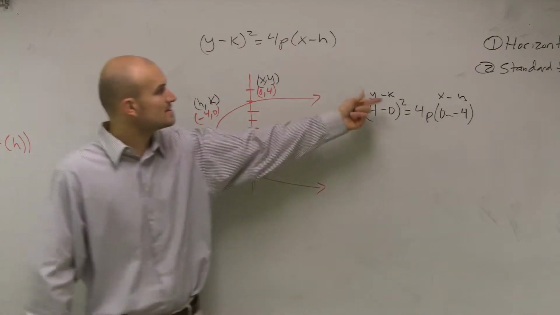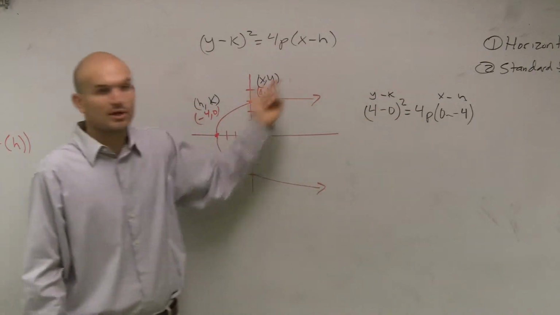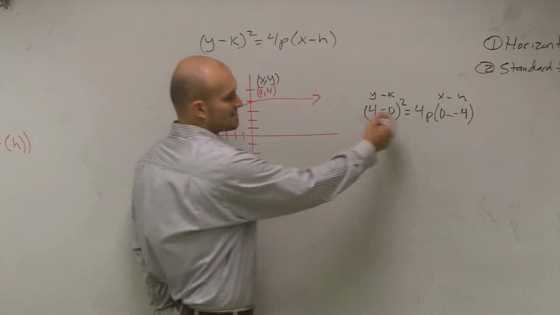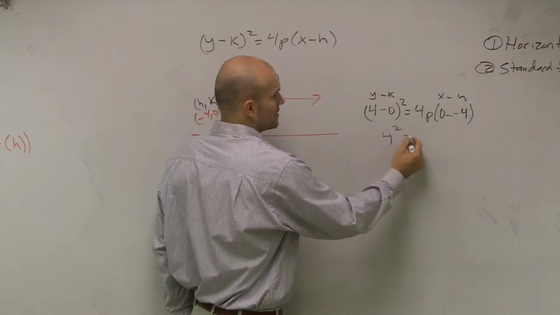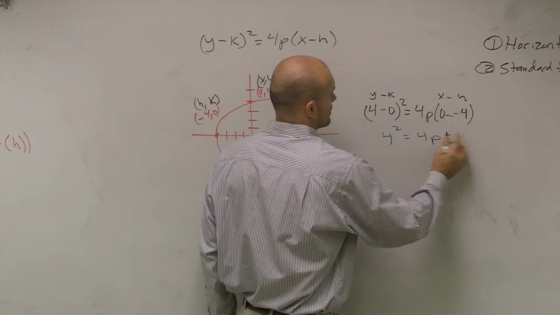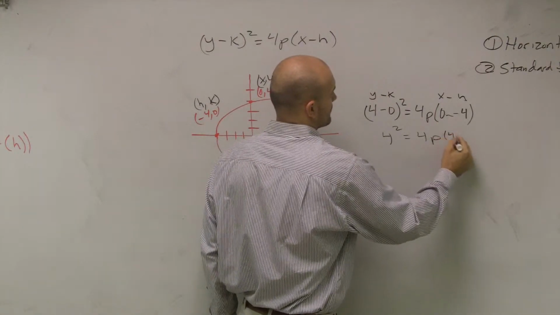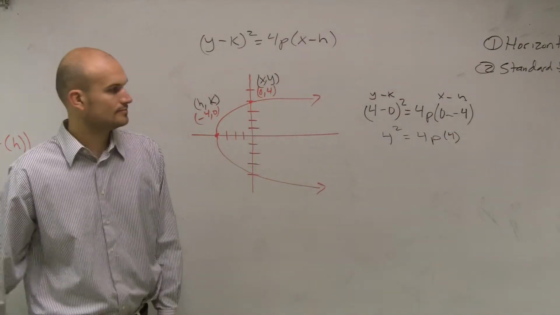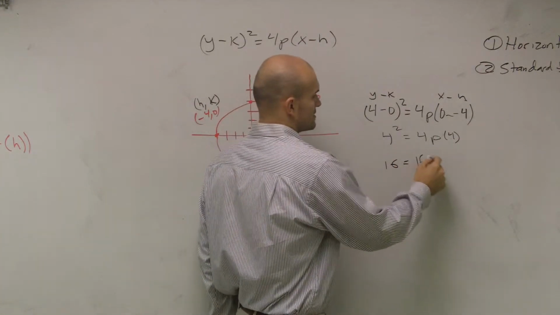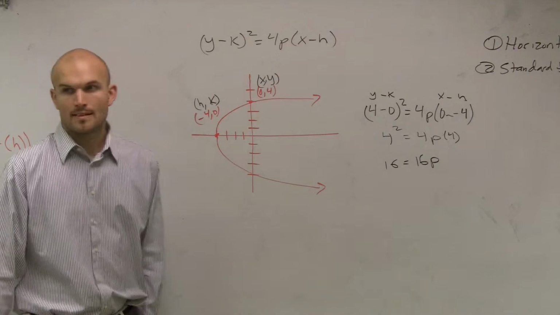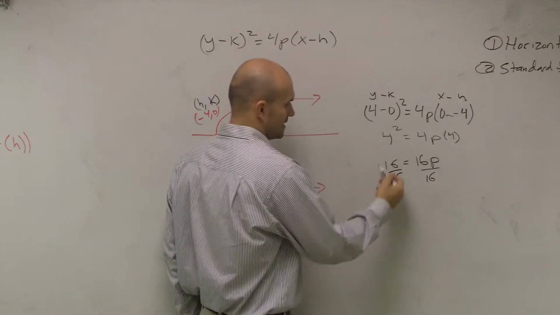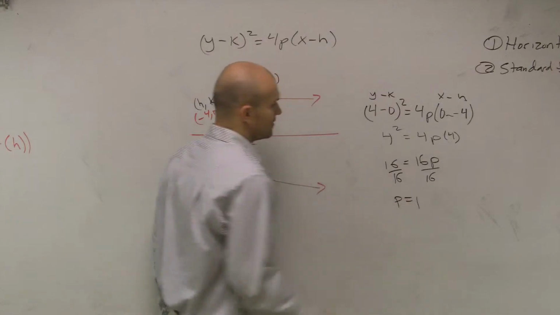So everybody, I just want to see, I went from here to here by plugging in those points. Does everybody follow me? So now, obviously 4 minus 0 is going to give you 4 squared equals 4 times p times 4. Okay? So then we have 16 equals 16p, right? Divide by 16, divide by 16, p equals 1.